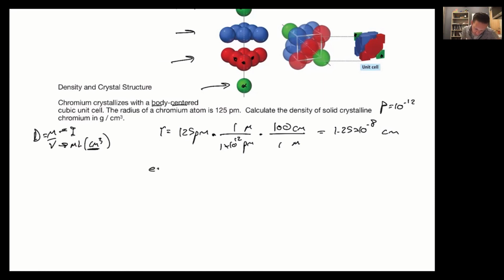From radius, we can go find the edge. Again, we're going to use this information here in a couple different ways. You go to the table on page 546. Body-centered has an edge of 4r over root 3. So let's find the edge. 4 times the radius, 1.25 times 10 to the minus 8, over the square root of 3.